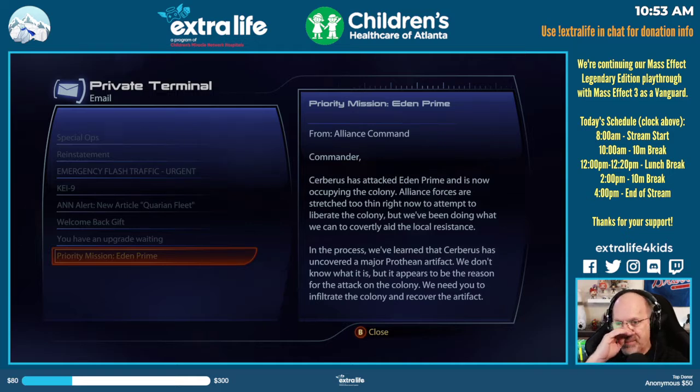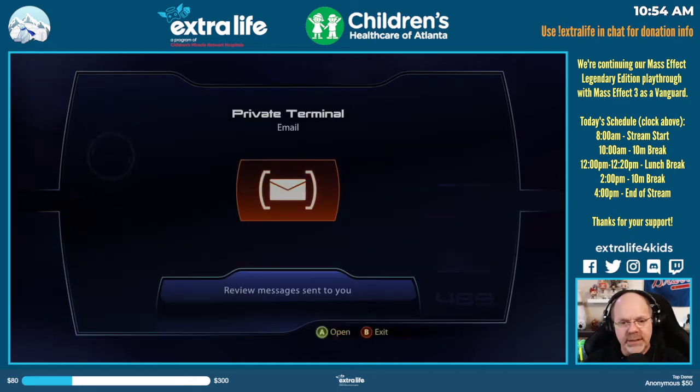Priority mission: Eden Prime. From Commander Shepard. Commander! Cerberus has attacked Eden Prime and is now occupying the colony. Alliance forces are stretched too thin right now to attempt to liberate the colony, but we've been doing what we can to covertly aid the local resistance. In the process, we've learned that Cerberus has uncovered a major Prothean artifact. We don't know what it is, but it appears to be the reason for the attack on the colony. We need you to infiltrate the colony and to recover the artifact.